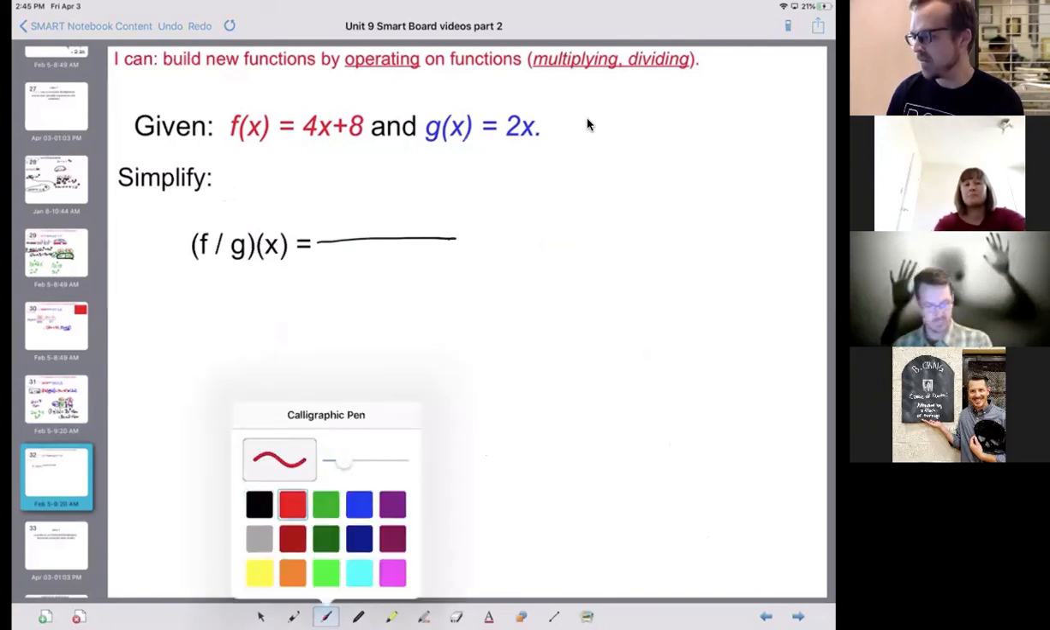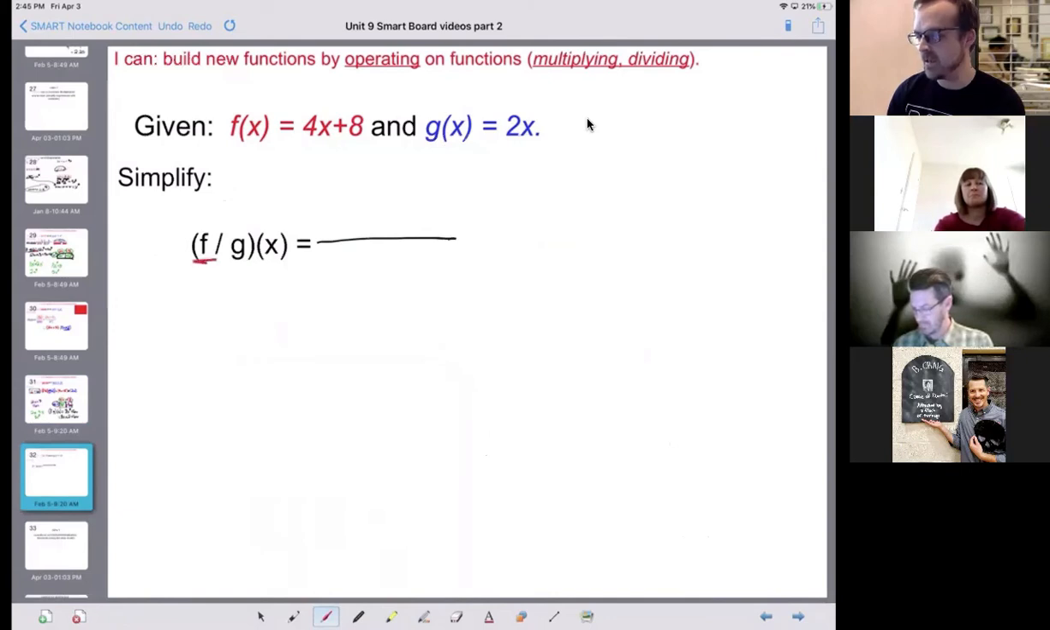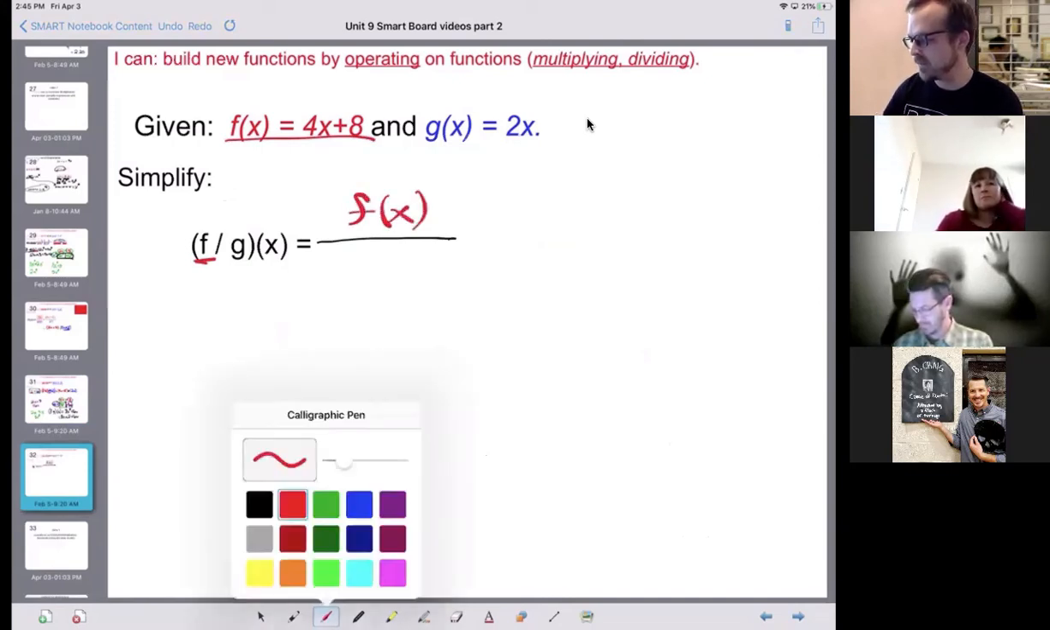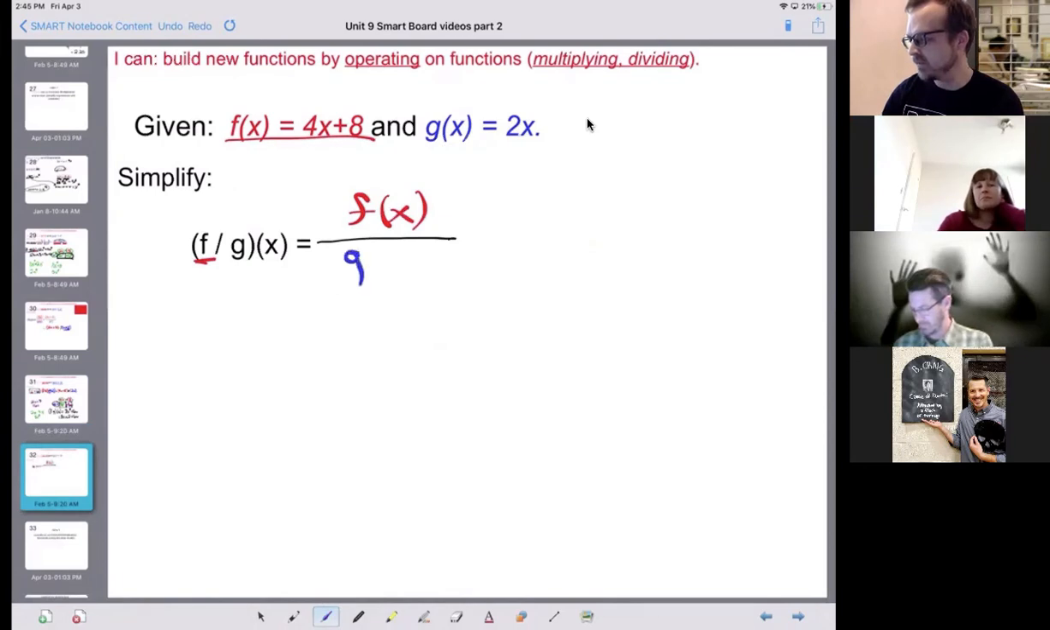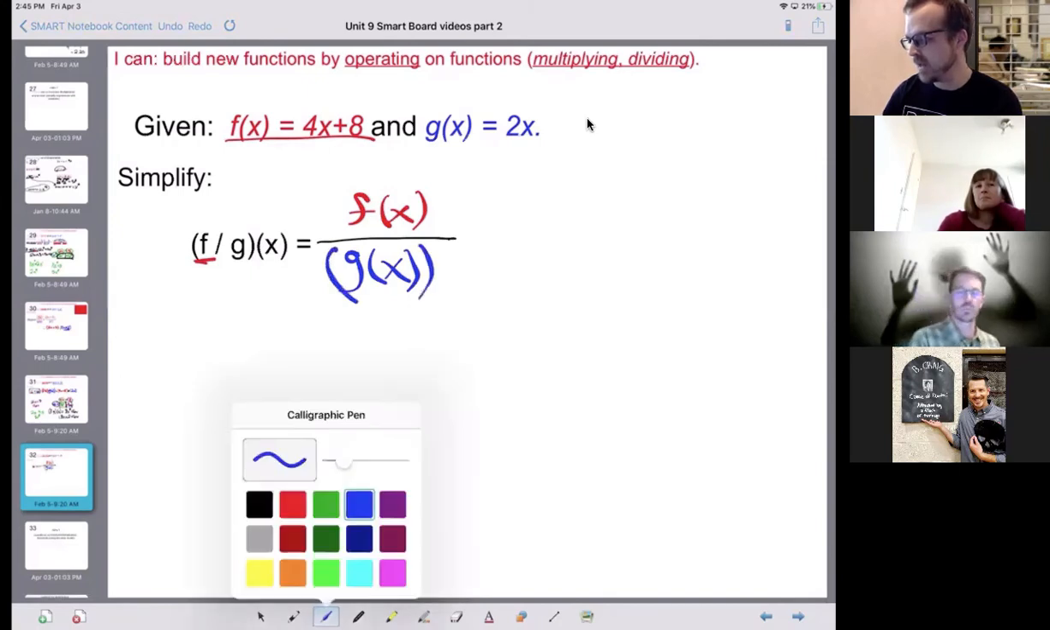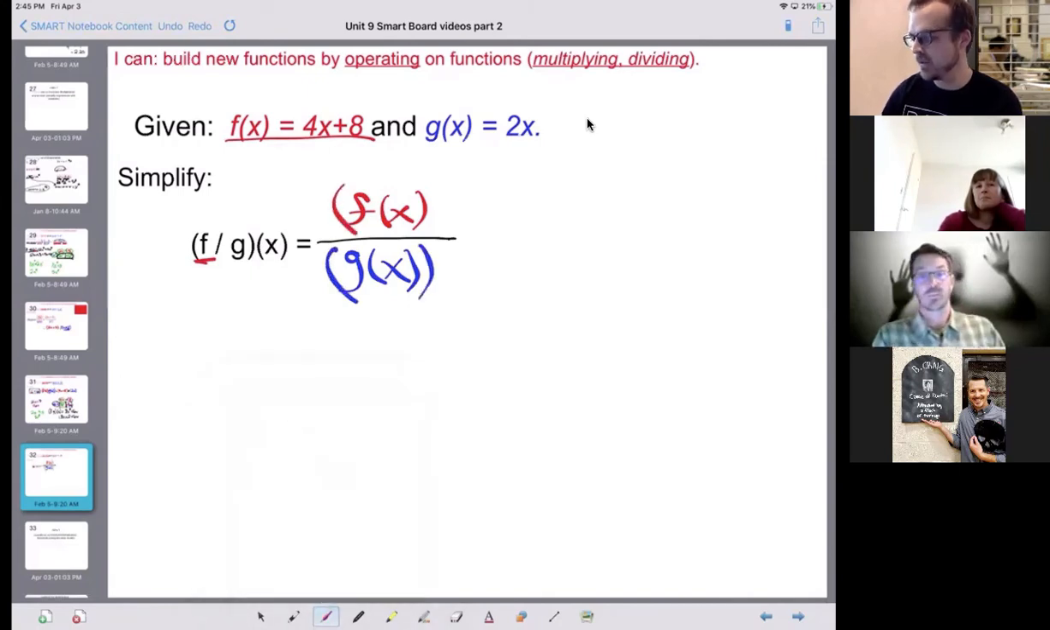Let's start with f of x, since that seems to be the numerator. Let's write f of x, and I'm going to write that in parentheses. Let me actually just write this out first. We have f of x divided by g of x. Whenever I replace something or substitute it, it's a good idea to use parentheses. So these will be added on the second part here.